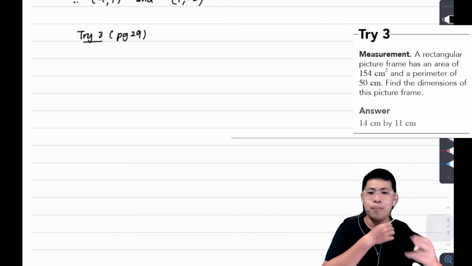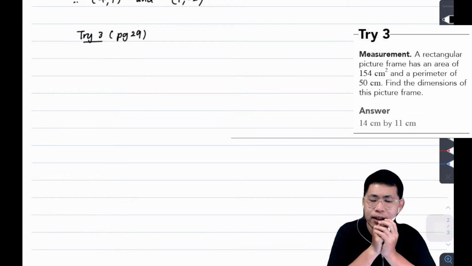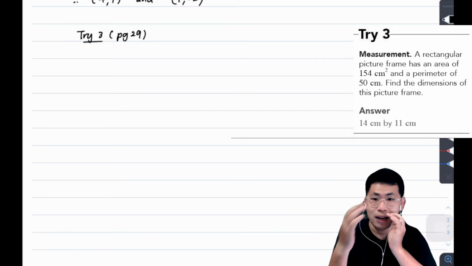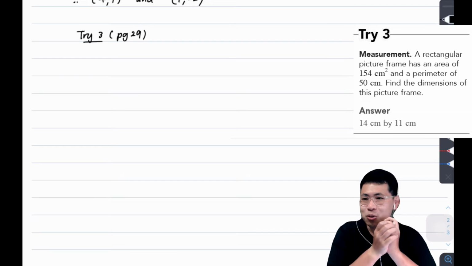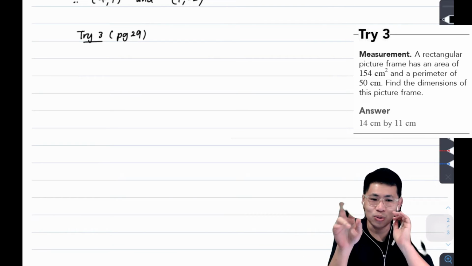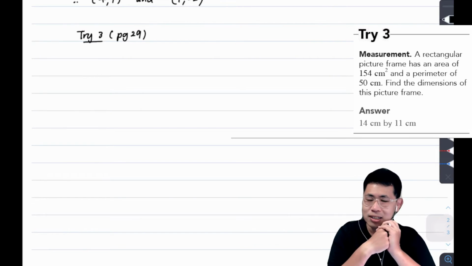Try 3. So we have a rectangular frame. Now we are applying it to a problem in a real world context. We will need to model this problem into probably two separate equations, and we will need to solve them accordingly. So we have a rectangular picture frame, area 154, perimeter 50 cm. Find the dimensions of the picture frame.